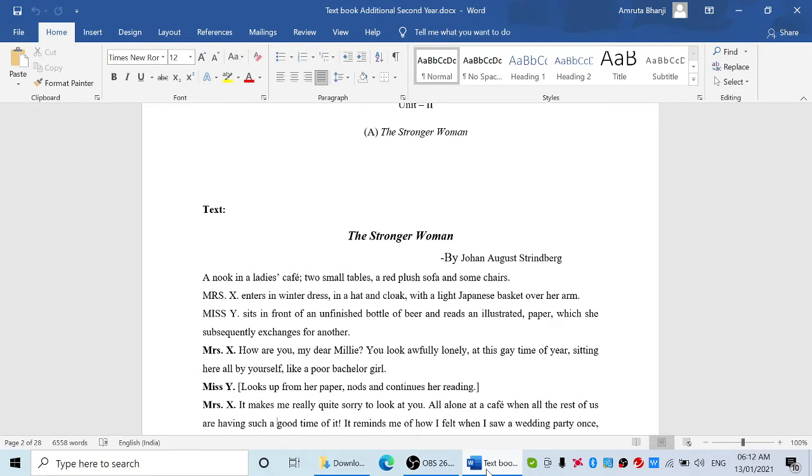Before starting this one act play, it is necessary for us to know something about this author, August Strindberg, so that we can understand the background of this particular one act play, and easily understand the intention behind writing it. After knowing the mindset of our author, it is helpful for us to know more about the one act play written by John August Strindberg.